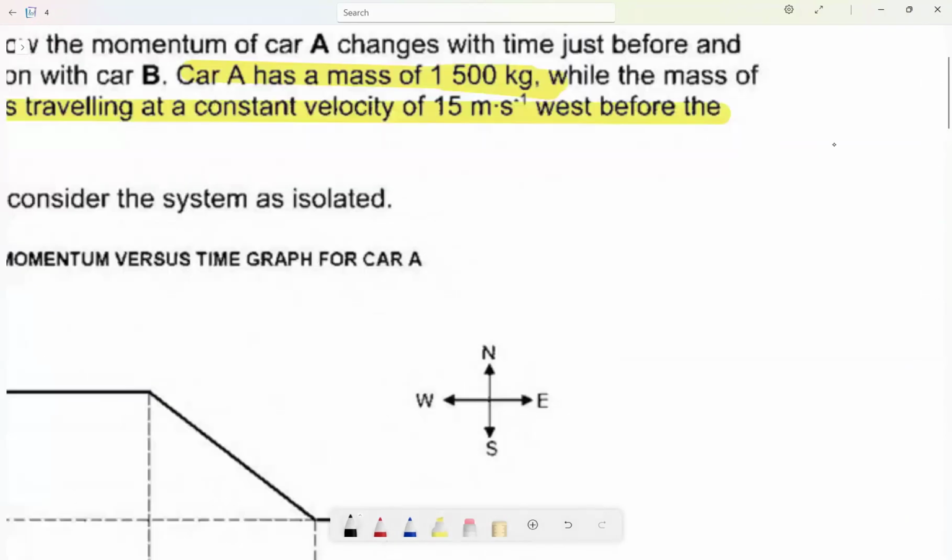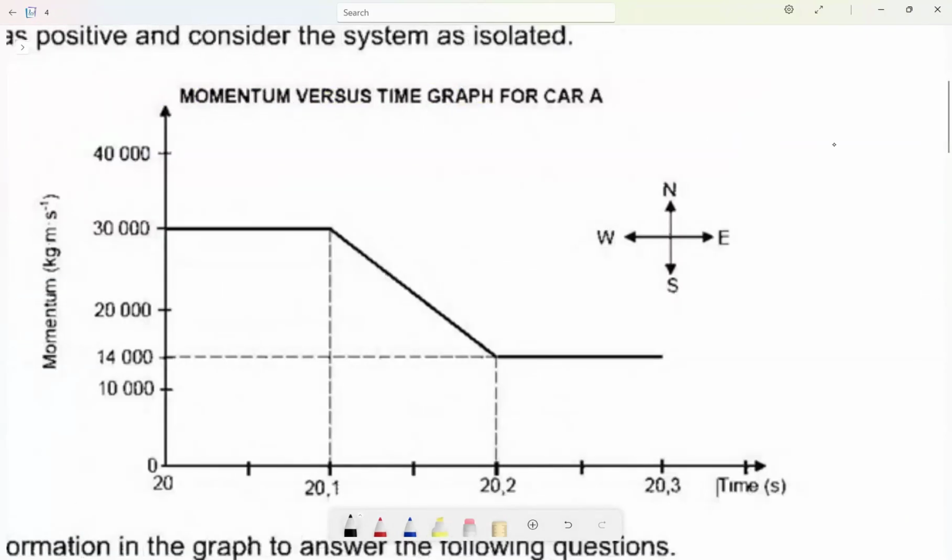Can you see? Let me try to zoom out for you. West is negative, then this one is positive. Can you see now this momentum here is positive? So it tells you that car A is moving in the east direction, because it is positive in the graph.